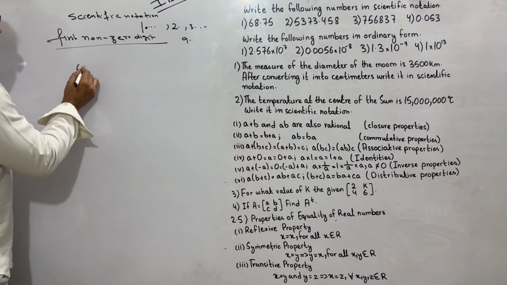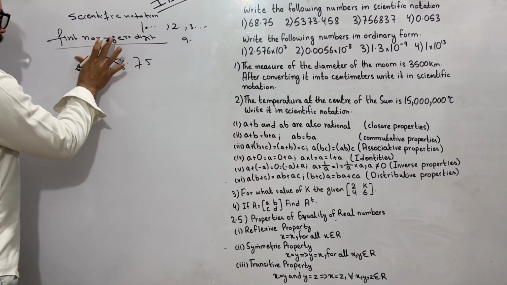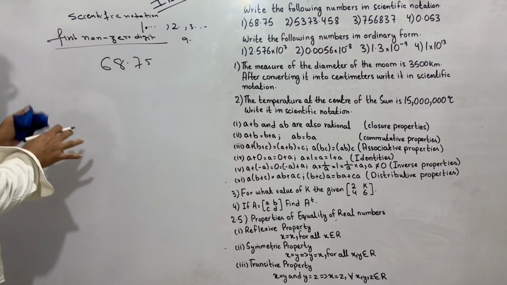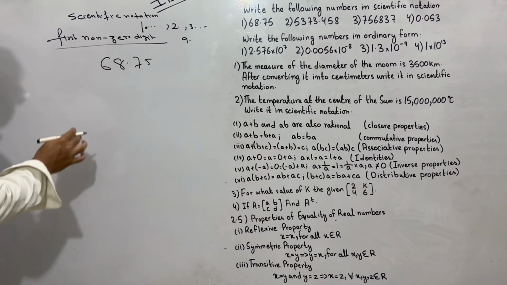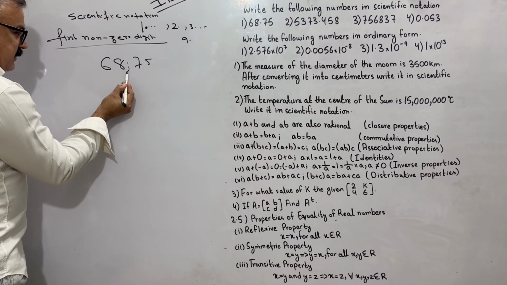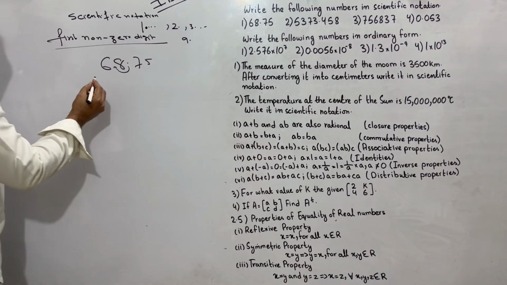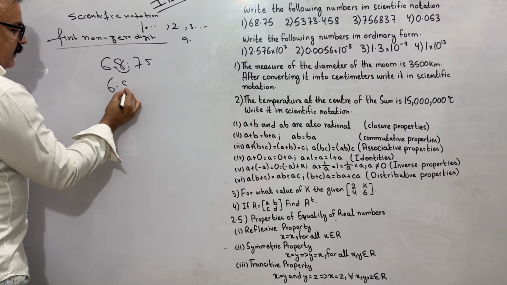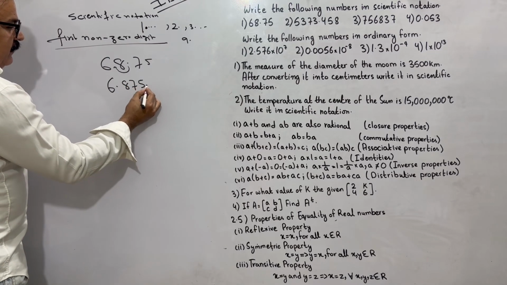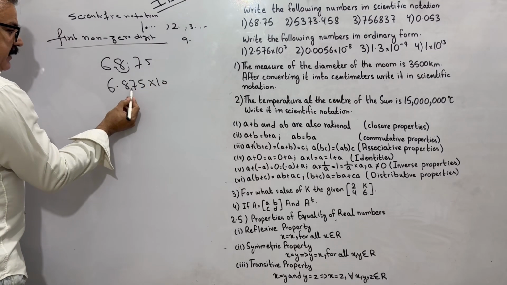Let's see. Question number one is 68.75. Here the first digit is non-zero. We have to drag this decimal from in front of 8 to in front of 6. It will become 6.875. Then introduce 10 raised to how many digits?